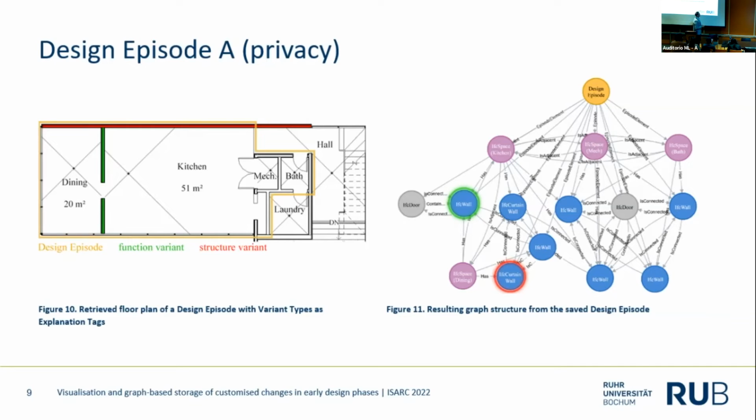In addition, the graph can look like this one. The design episode is always on top of the graph, and as you can see here, the IFC wall and the IFC curtain wall as function and structure variants are outlined.